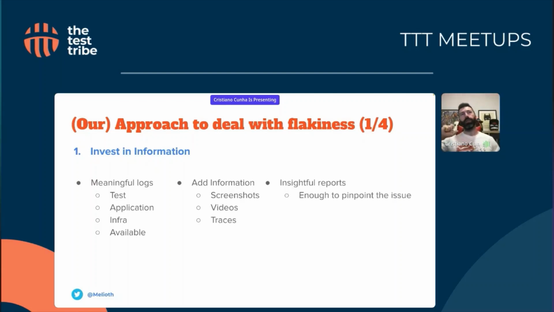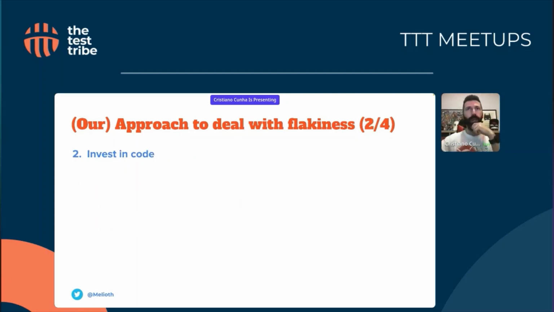And create insightful reports, because most of the time when the test is running on the pipeline, what you see is the end result. So we are running 100 tests, and what we see is, well, it has passed or not. And you need to go there to look at the report. And if you have all of that information that we just talked about, logs, adding information in tests, you'll be able to build a report that has enough information for you to pinpoint the issue. And that is really, really important in order to deconstruct this flakiness information.